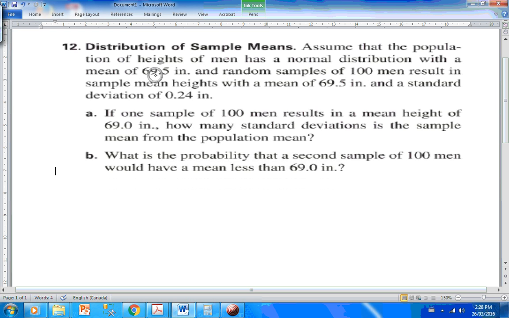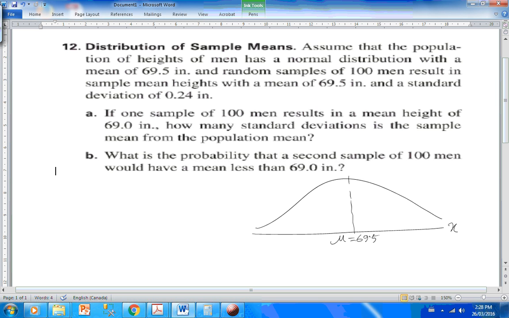mean of 69.5 inches. That means the entire population of men's height is normal with mean mu equal to 69.5 inches. And the next part of the question says, and random samples of 100 men result in sample mean heights with mean of 69.5 inches.